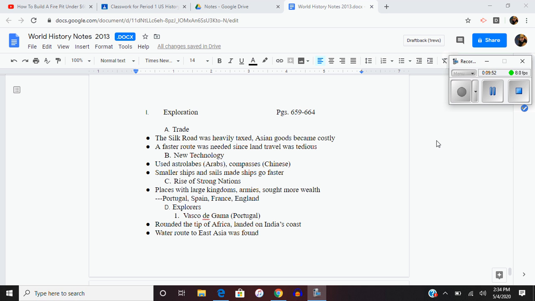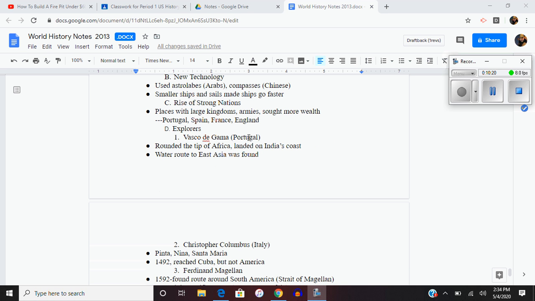When you have a lot of money, what do you want? You want more money. So they get more money and they want to go out and explore. They want new land. They want to get there before everybody else and want to get rich. They don't really want to make new friends nor share what they find with any other people. One of the biggest things is that the Silk Road was heavily taxed. A lot of Asian goods cost a lot of money, so they were looking for a faster route. So by way of new technology like the astrolabe or the compasses, they were able to go much further.